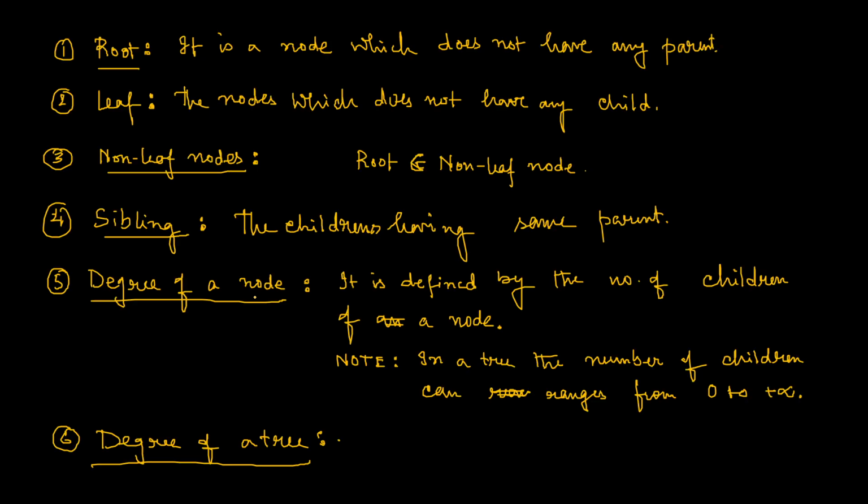So for example, what is the degree of this node? The degree of this node will be 2 because it has 2 children. The degree of this node is 1 because it has only 1 child. The degree of a leaf node is always 0 because a leaf node doesn't contain any children.